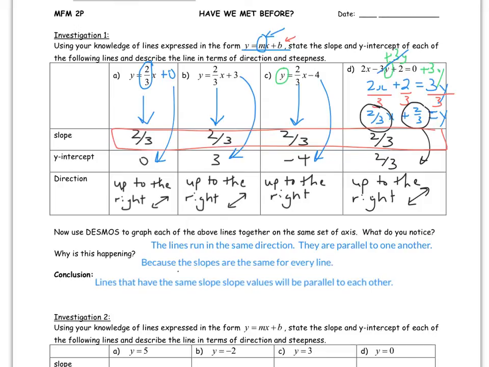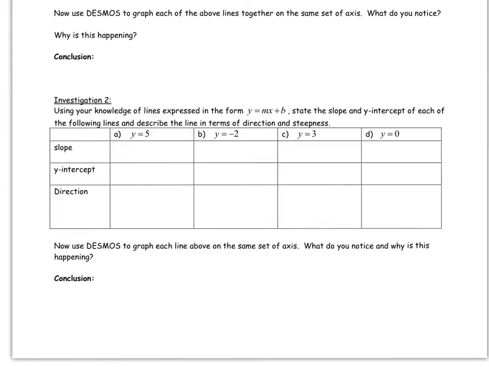Okay, looking at the second investigation here, I'm just going to flip pages. We are using our knowledge of lines expressed in the form y equals mx plus b to state the slope and y-intercept of each of the following lines, described in terms of direction and steepness. If I look at this mx plus b, I know the thing that multiplies x is my slope. Now in this first equation, I don't see any x's at all. So I really could have that equation being plus 0x. I have no x's. So my slope is actually 0. Similarly for the other ones that are here, they all have a slope of 0.